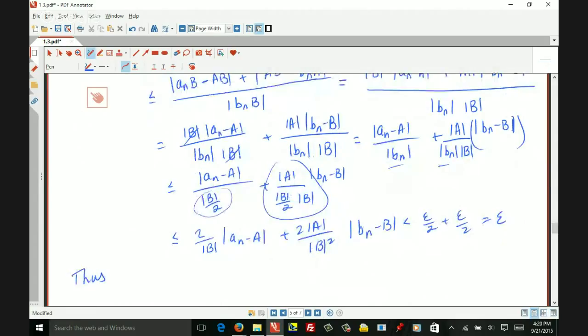Thus, a_n over b_n converges to a over b when b is not equal to 0. And now our 3 proofs are done.